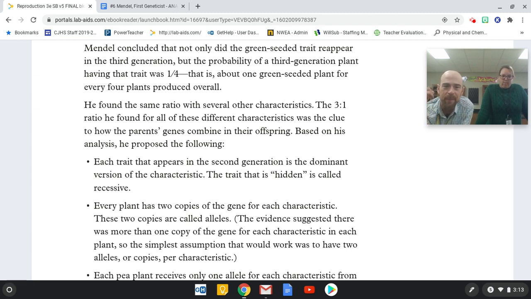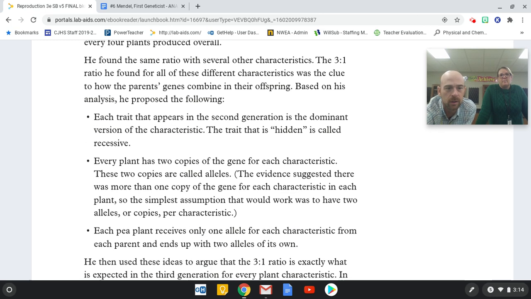So these two copies are called alleles. The evidence suggests that there was more than one copy of the gene for each characteristic in each plant. I wonder where you've heard that before. So the simplest assumption that would work was to have two alleles or copies per characteristic. So if you're sitting here going, duh, I already know all this. Yeah, we know that. It's because we're now telling you who came up with all these rules. It was Gregor Mendel.